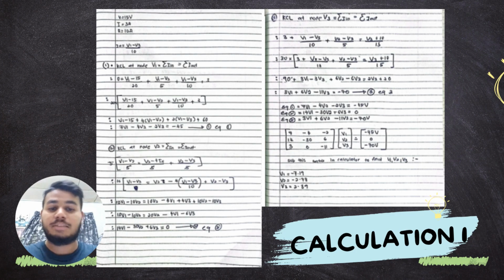So today we need to explain about calculation one. First of all, note about the variation of value. So V equals to 15, and current equals to 3 ampere, and resistance equals to 10 ohms. And IO equation is V1 minus V3 over 10.